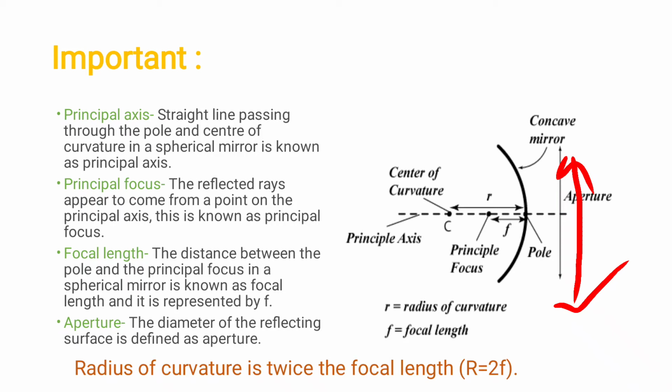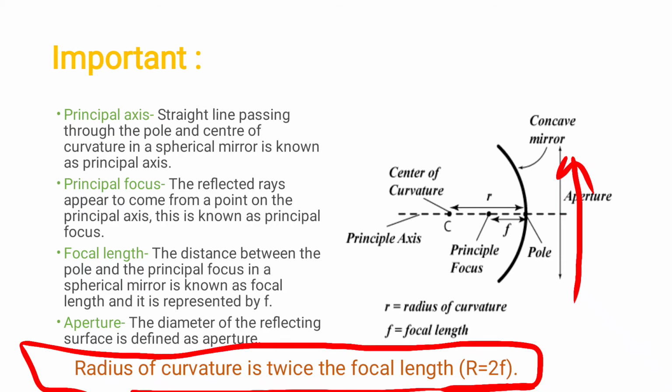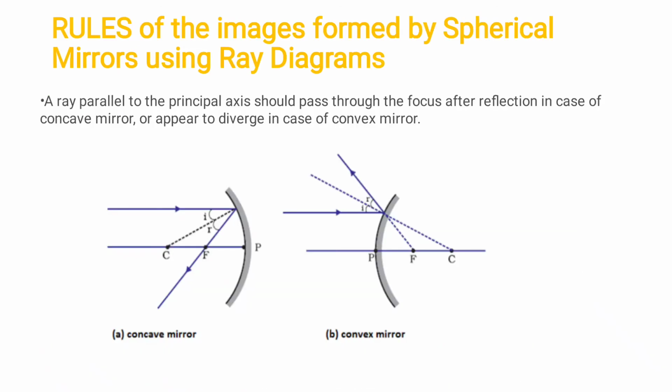Now very important point, that the radius of curvature is twice the focal length. R is equal to 2f. It is very important, please remember this. Okay, then proceeding further, rules of image formation. This is the most common and very simple rule, just you need to understand it.